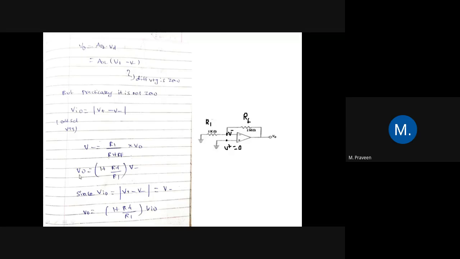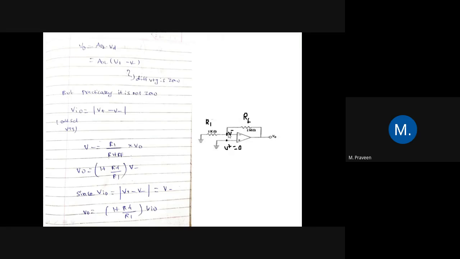So we can write the same equation as V naught equal to (1 plus RF divided by R1) into V minus. We are keeping V naught on one side and moving the terms to the other side. So now V naught is equal to (1 plus RF divided by R1) into V minus, and V minus is nothing but the offset voltage. Actually here V plus is 0, and if it is an ideal op amp, V minus should be 0, but if it is a non-ideal op amp, then there will be some voltage existing here.